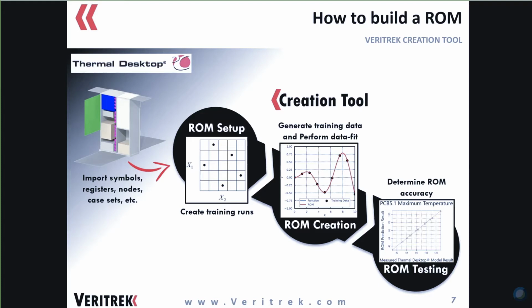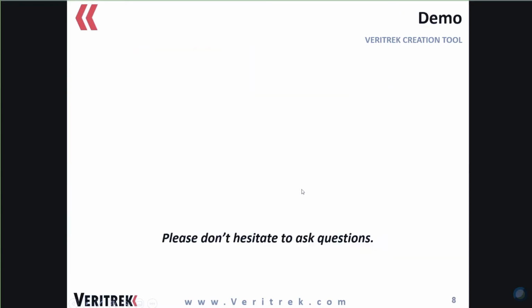Once the ROM is created, the last step involved with working through the Veritrek creation tool is a ROM testing step that's built into the software that allows you to directly compare ROM prediction results to measured Thermal Desktop model results for random, unique test runs that Veritrek will create for us. So you can use that step to evaluate and look at the accuracy of your reduced order model. So the end result of the creation tool is a fully created ROM that we've tested, we've looked at its accuracy, and we're comfortable with its prediction capabilities.